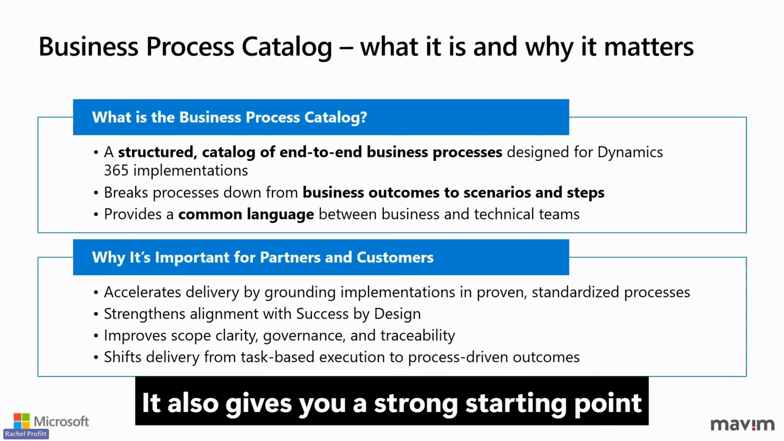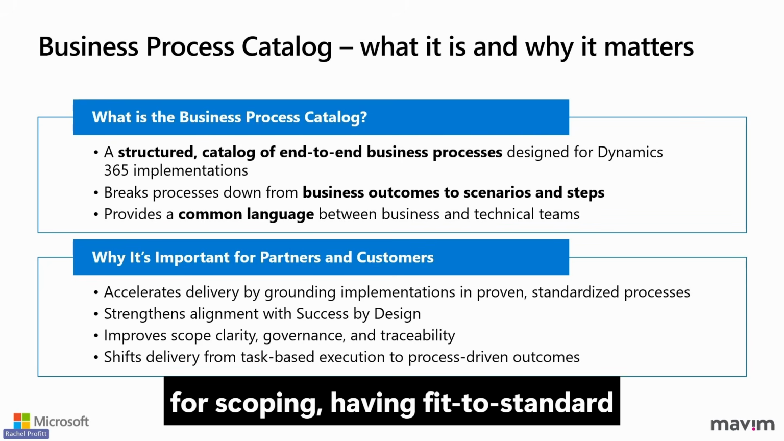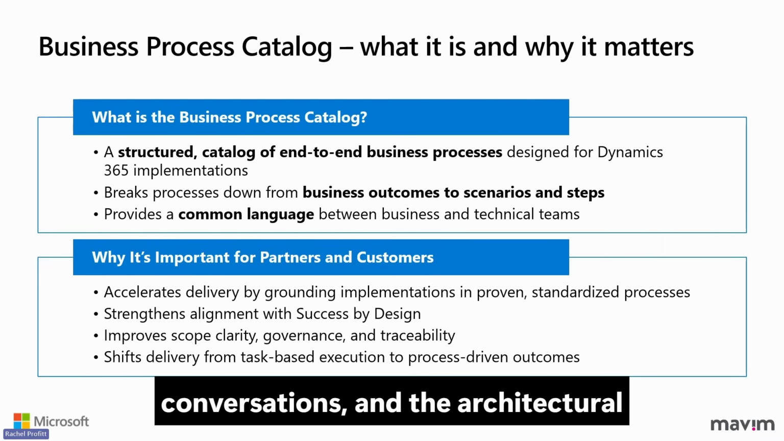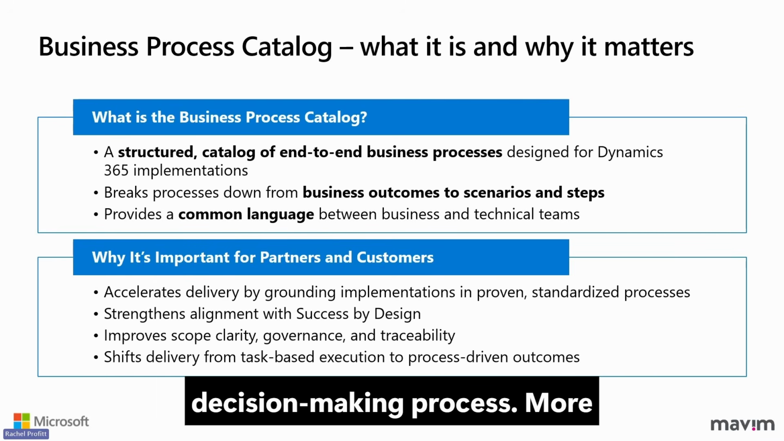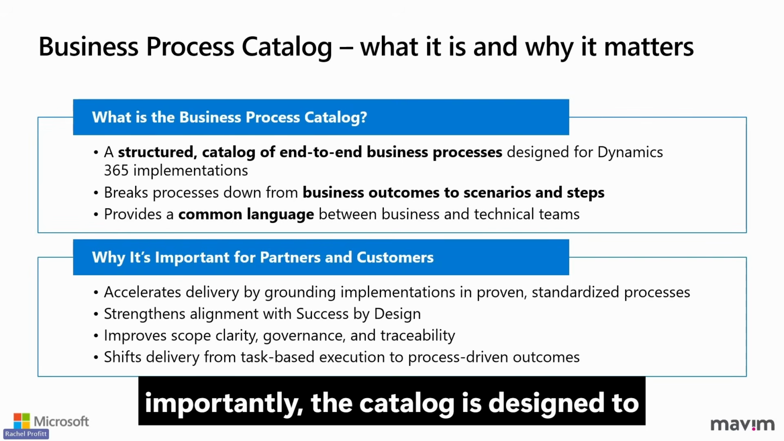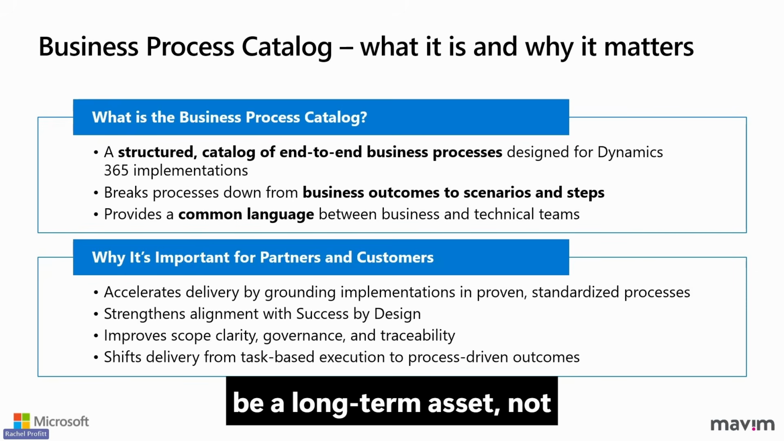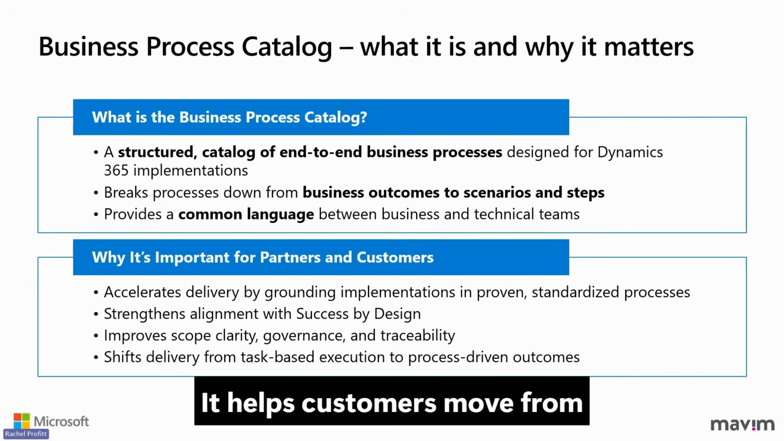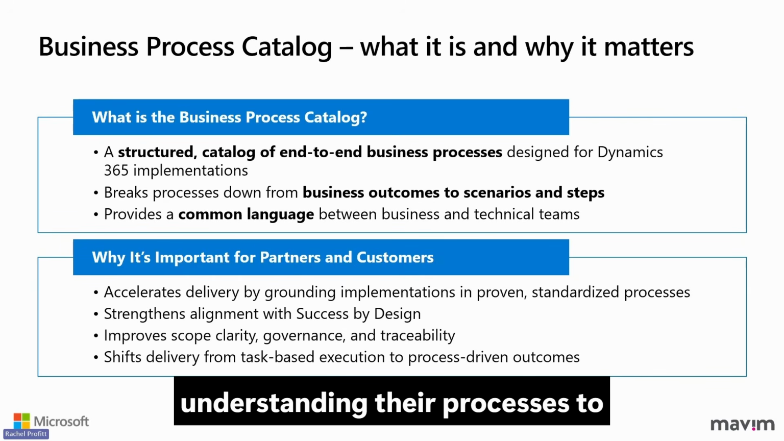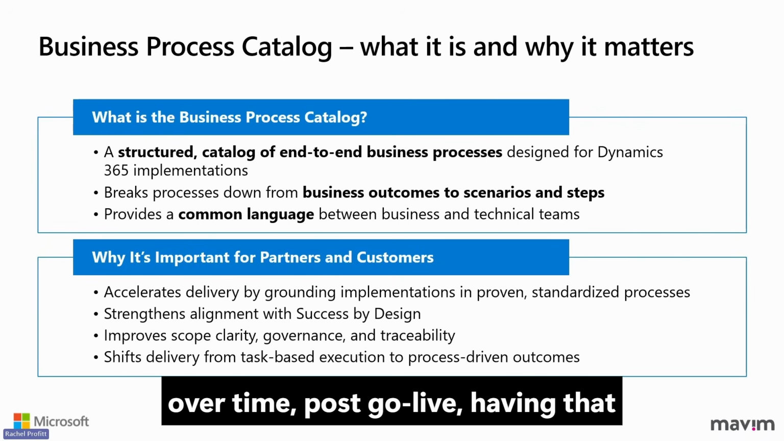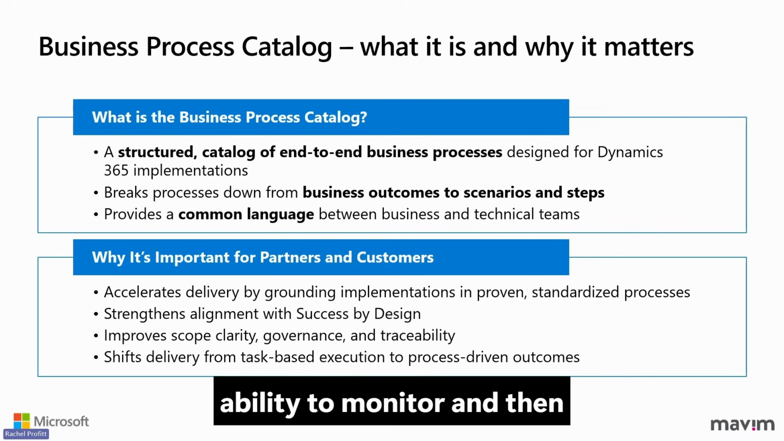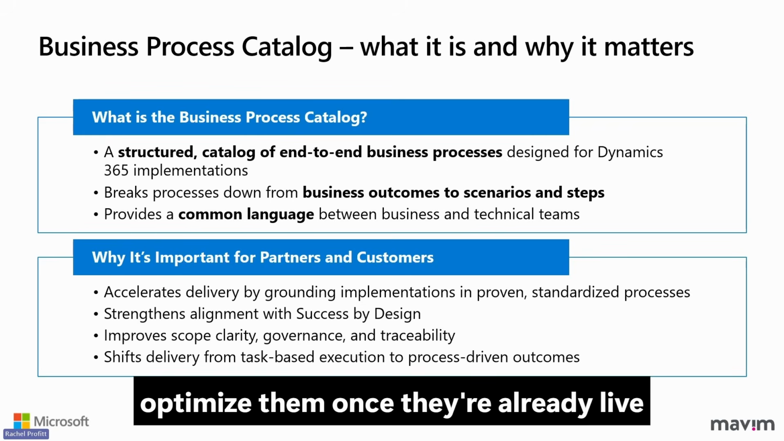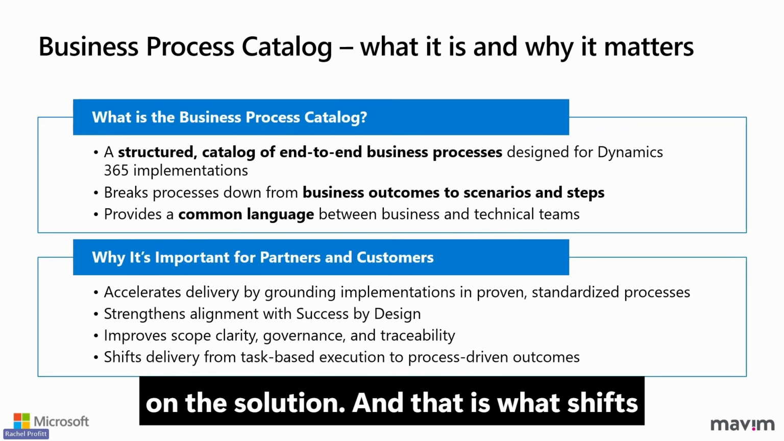It also gives you a strong starting point for scoping, having fit to standard conversations, and the architectural decision-making process. More importantly, the catalog is designed to be a long-term asset, not just an implementation artifact. It helps customers move from understanding their processes to executing them consistently, and over time, post-go live, having that ability to monitor and then optimize them once they're already live on the solution.